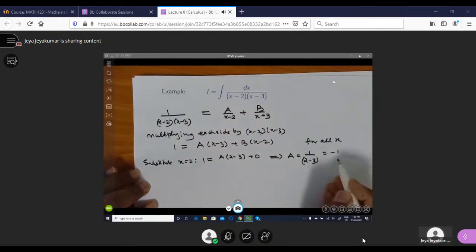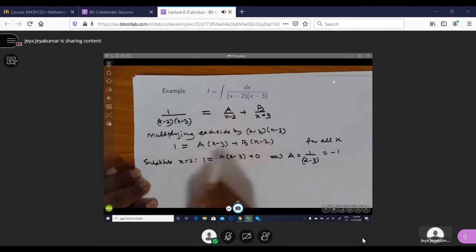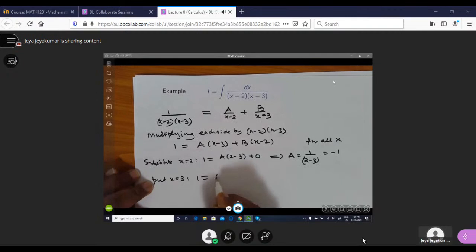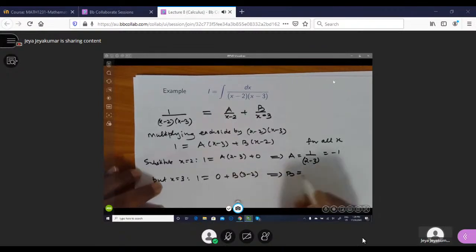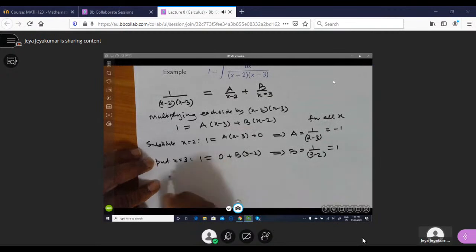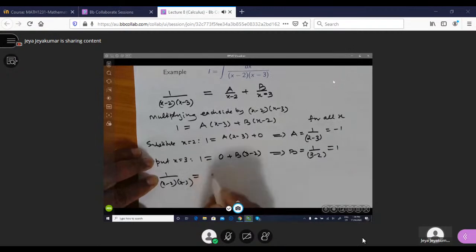Okay, that's minus 1. So now to find B, you substitute x equals 3, right? Put x equals 3. Then you get 0 plus B times 3 minus 2. So that's 1, so that's going to give you B equals 1. So I'm writing here B equals 1 over 3 minus 2, which is 1. Okay, so we got the decomposition now. So 1 over x minus 2 times x minus 3 can be written as A is minus 1 over x minus 2.